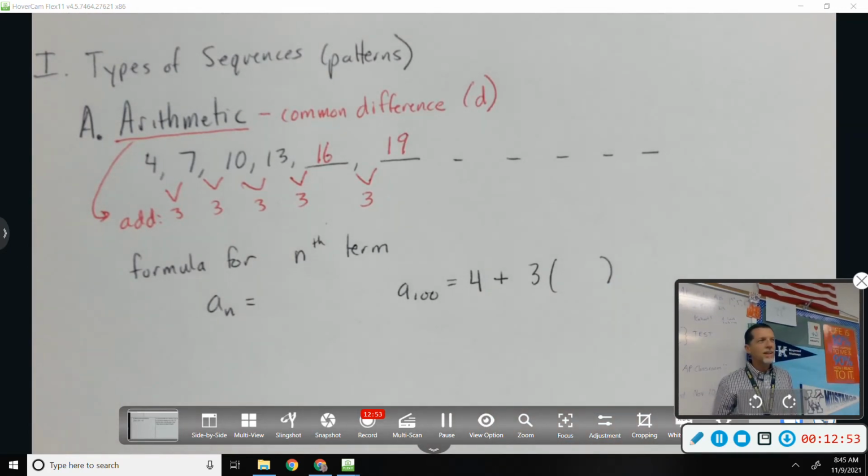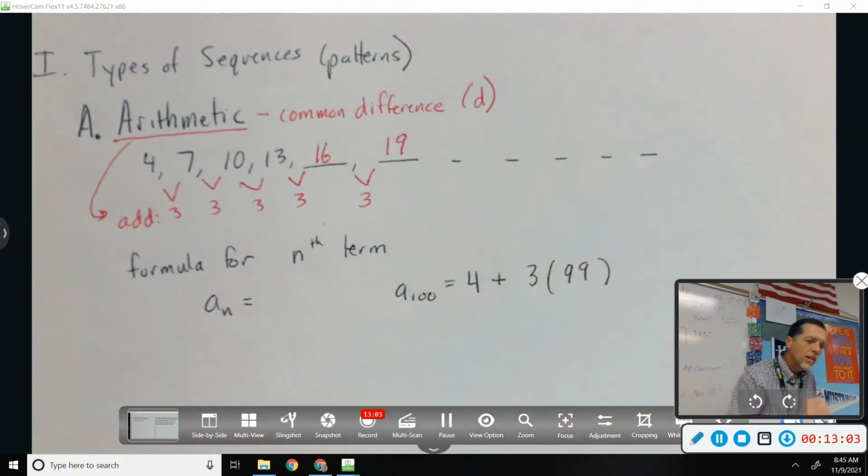99. You okay with that? Because 4 is the first term, and then 7 would be the second, so 2 to 100. So there's this n minus 1 thing going on. It'd be 4 plus 3 times 99. I'd have to add 3, 99 times.